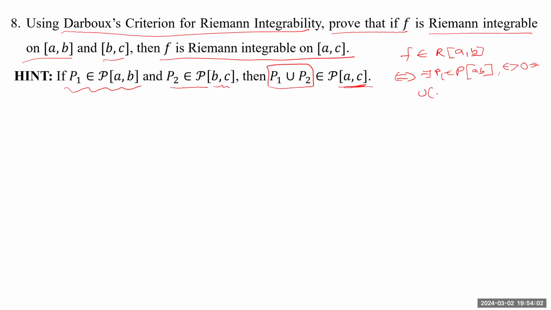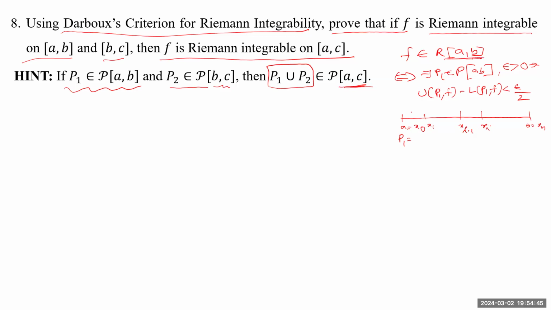the U(P1, f) minus L(P1, f) is less than, I am taking epsilon by 2. So this is my interval, this is [a, b]. What is my partition here? P1 is equal to a = x0, x1 and so on. The last one is xn. So this is x(i-1), this is xi.